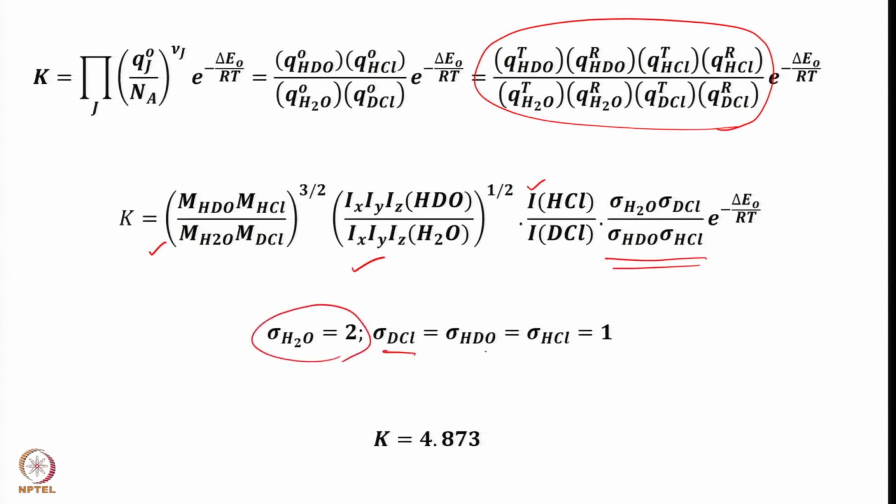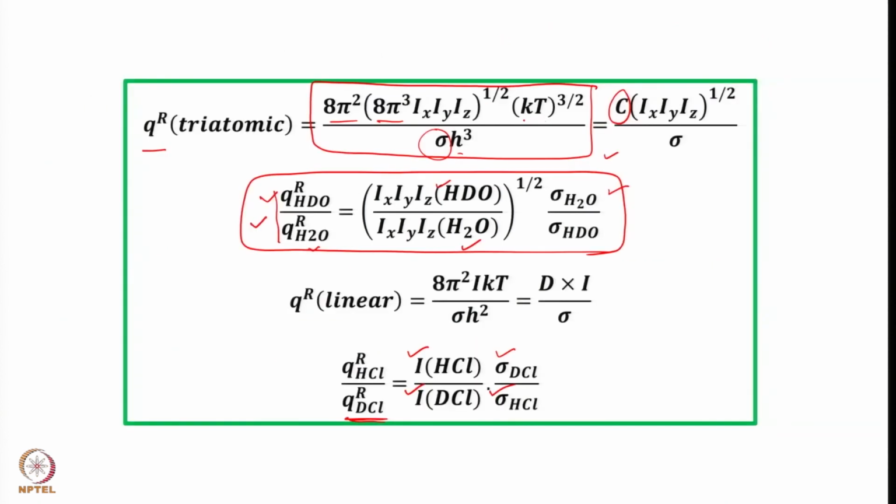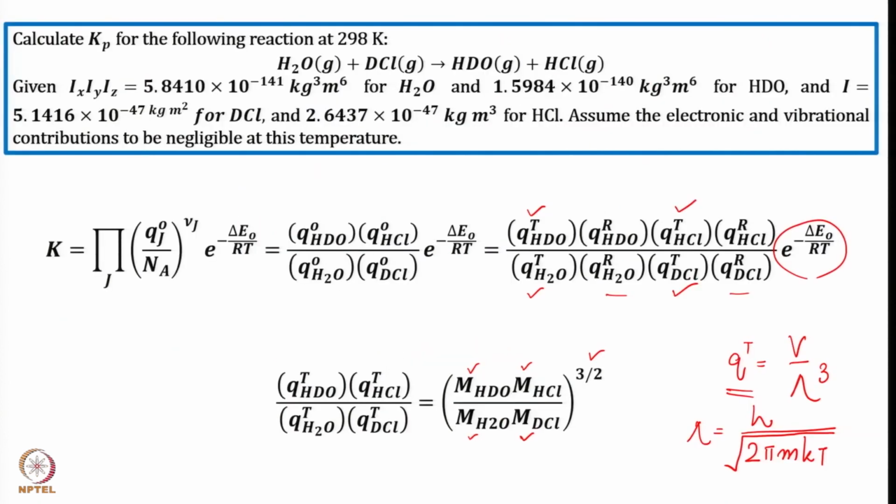For DCl 1, HDO 1, HCl 1, because a 180 degree rotation will give the same configuration of water twice in one complete rotation, and in DCl and HDO a 180 degree rotation only gives a different conformation. Once you substitute all these numbers into this complicated equation, you finally get a value of 4.873.